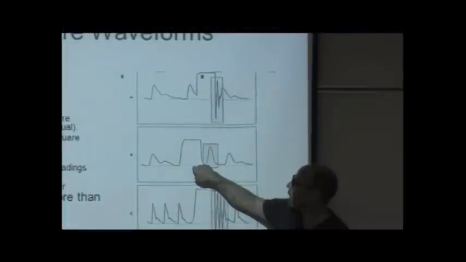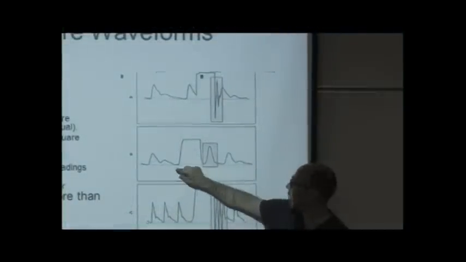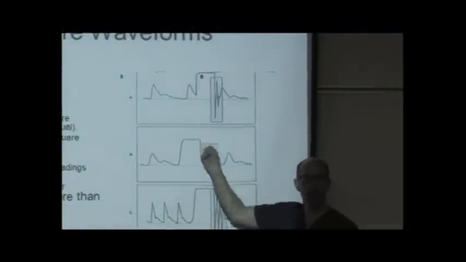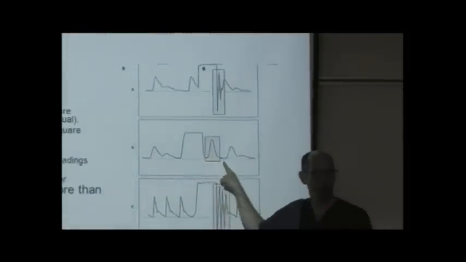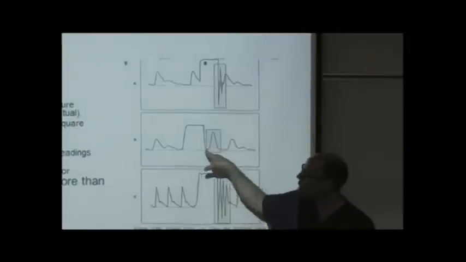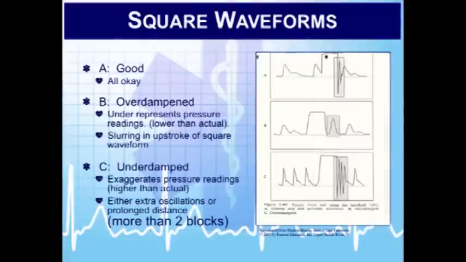Here is a bad square waveform test. I pull the pigtail, it's squared off, and when I let it go, there's no bounce. It just kind of goes right back into the waveform. When I have this situation, it's called an over-damped waveform. And what it does is it makes the pressures on the monitor that you're looking at lower than what's actually going on in the patient.